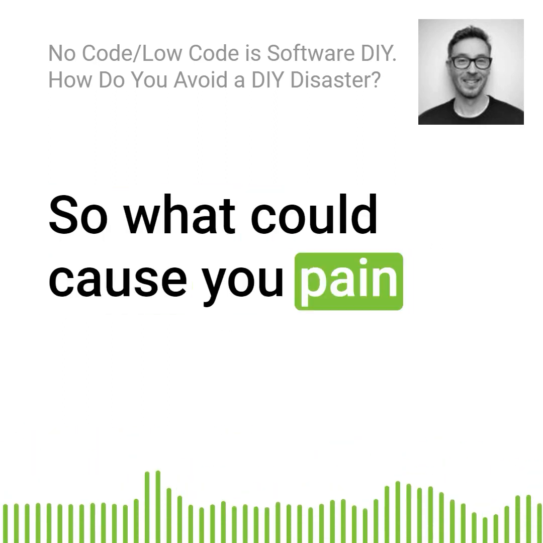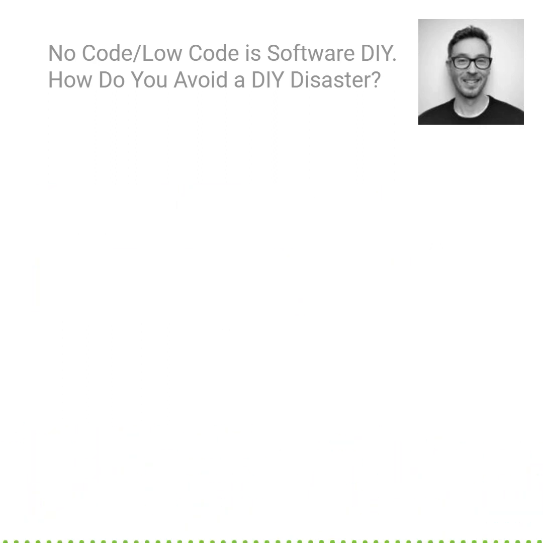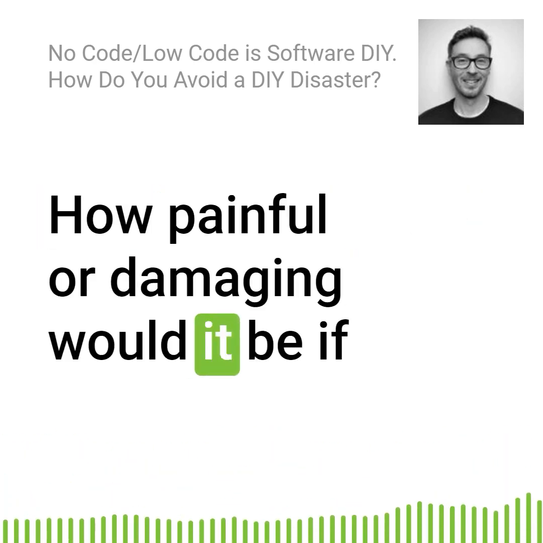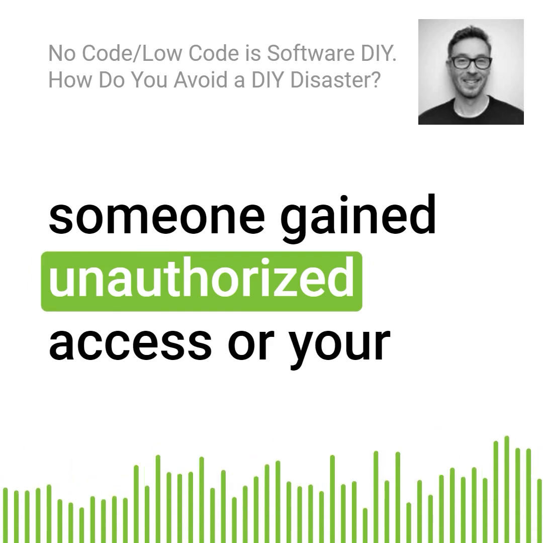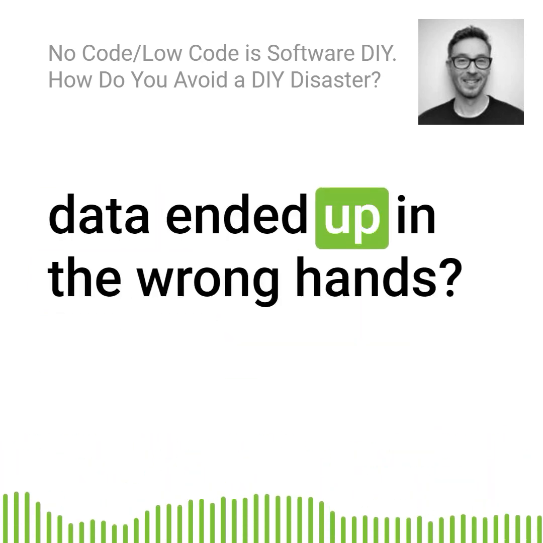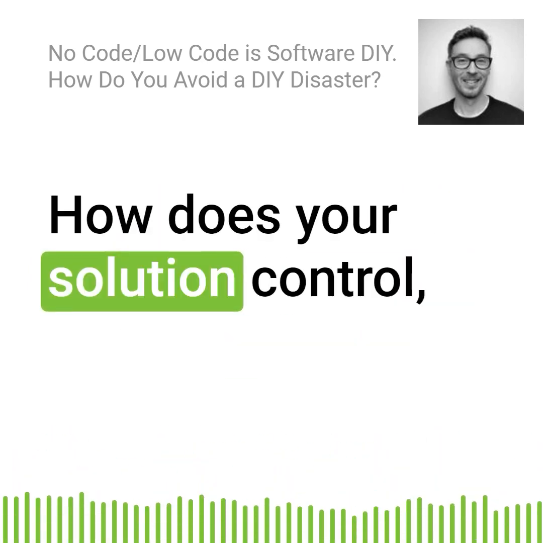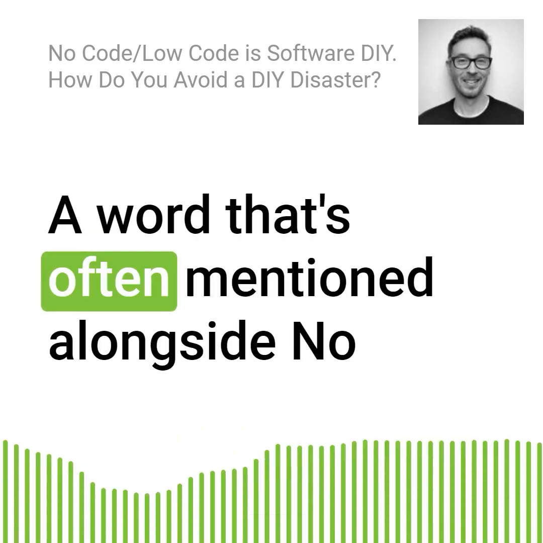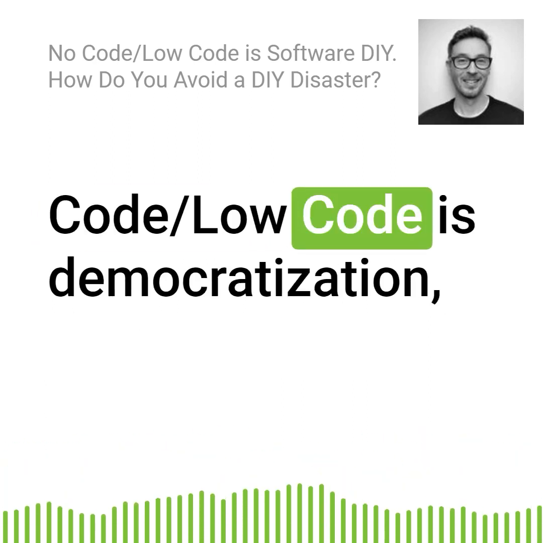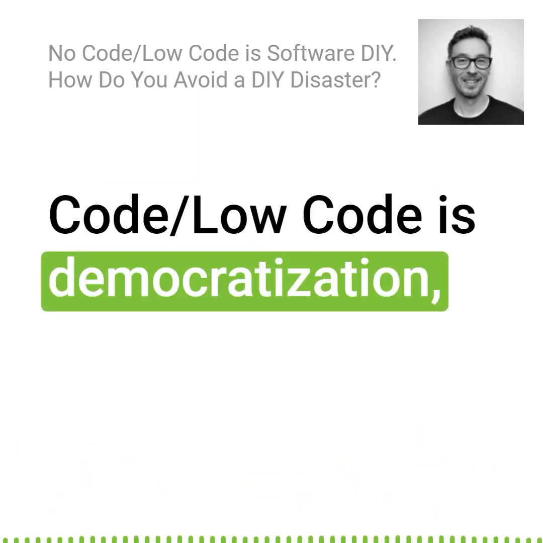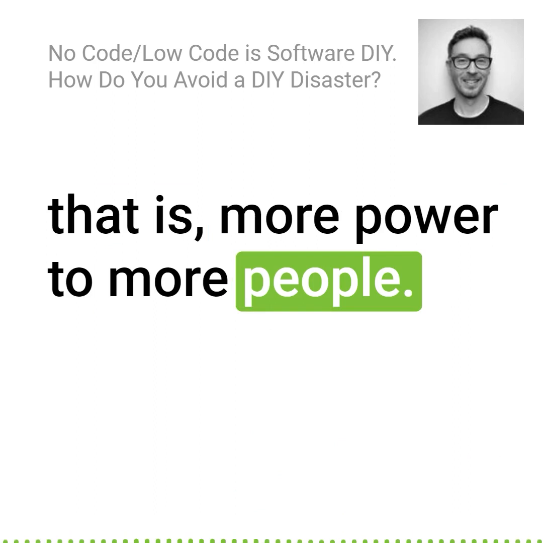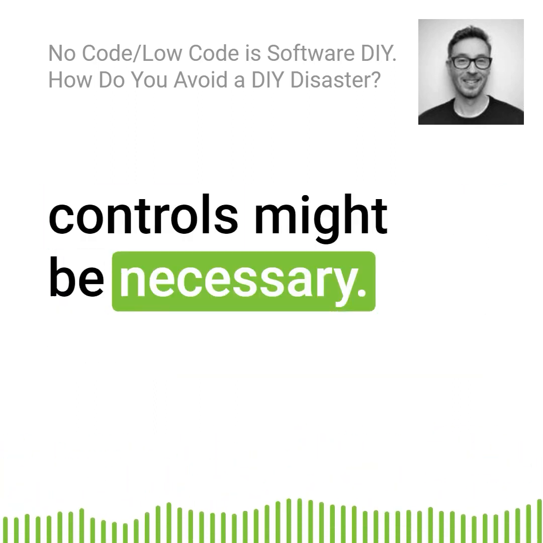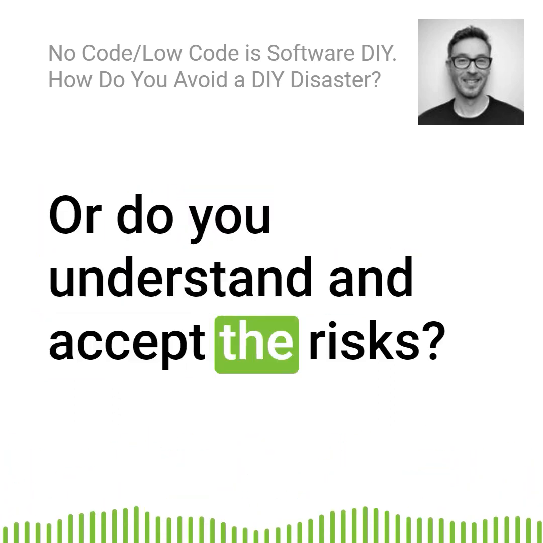So what could cause you pain when building software? Security breaches are an obvious one. How painful or damaging would it be if someone gained unauthorized access or your data ended up in the wrong hands? How does your solution control, manage, and audit access? A word that's often mentioned alongside no-code, low-code is democratization, that is more power to more people. But depending on what your solution does, tighter controls might be necessary. Or do you understand and accept the risks?